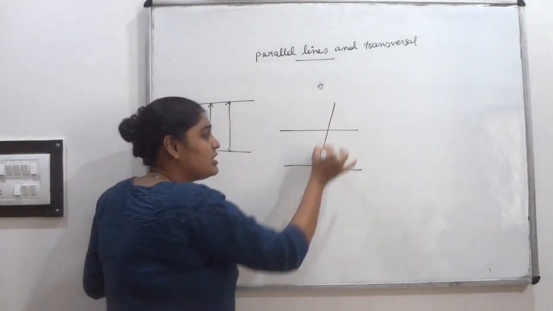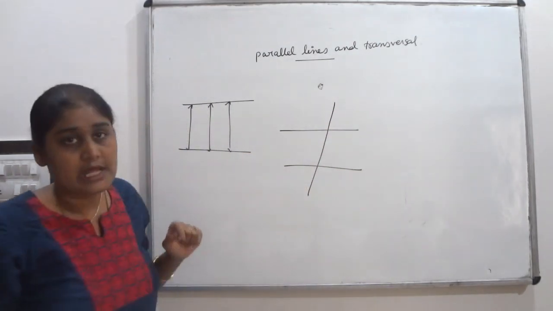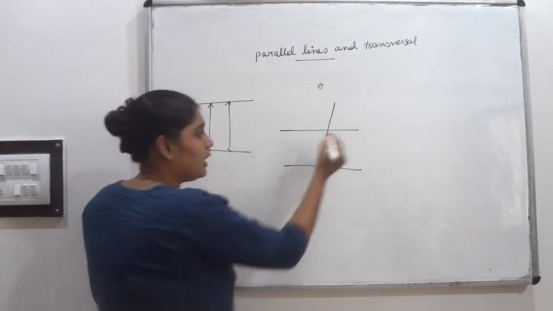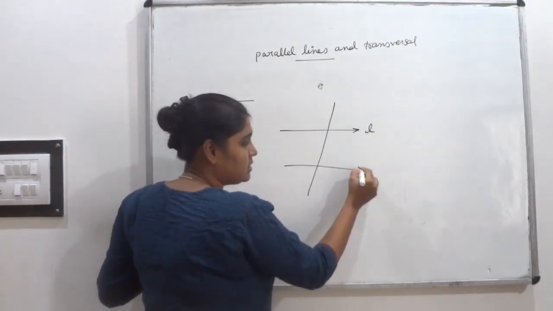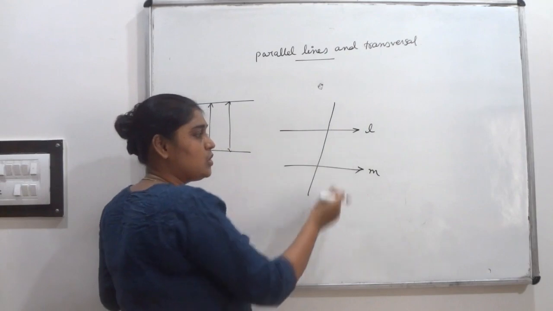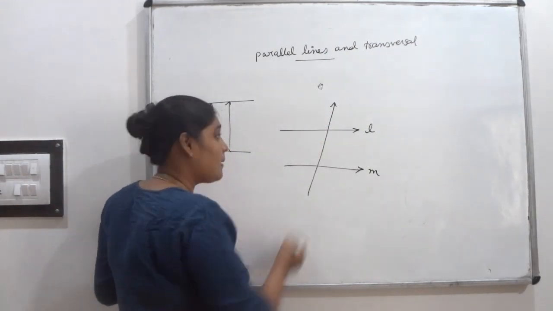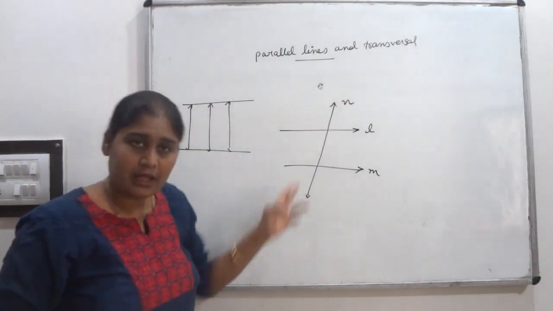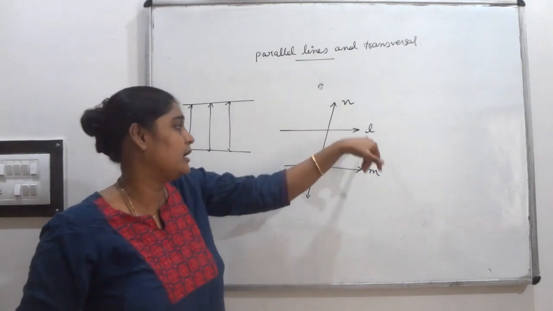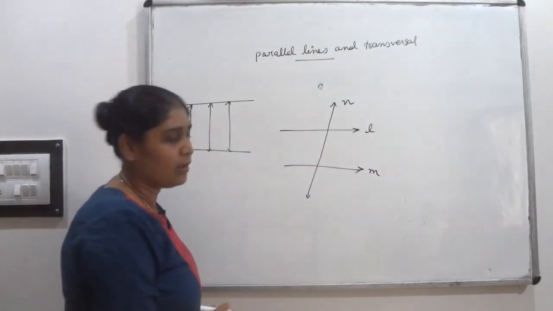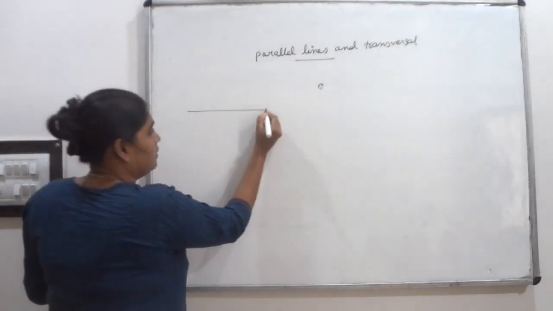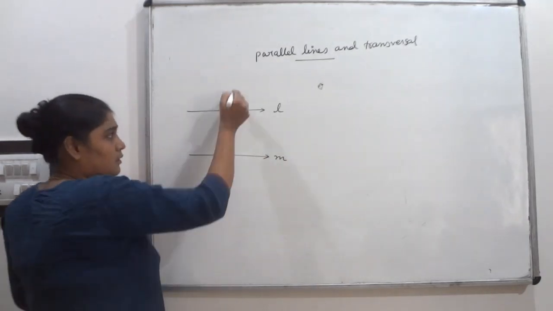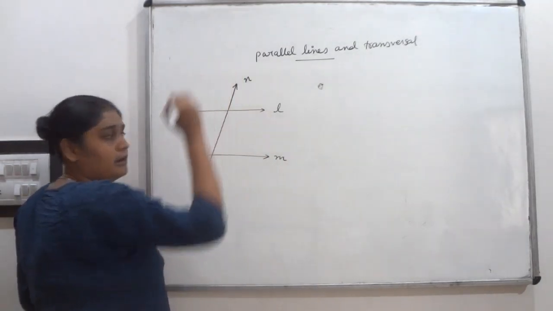What is a transversal? A transversal is a line which intersects two or more lines at distinct points. Look here. This is line L. This is line M. These two lines intersect with the transversal N. So here the transversal is N. N is a line which intersects the lines L and M at distinct points.